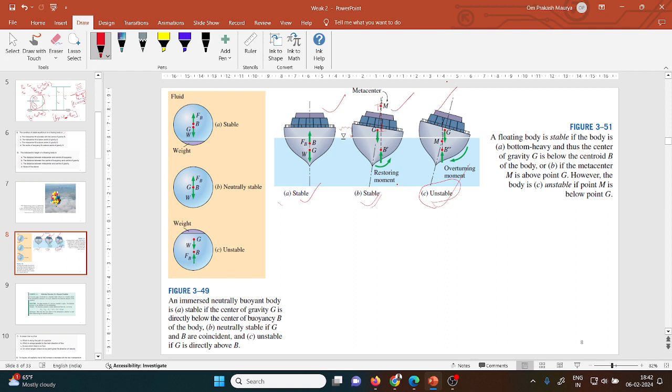But how you will quantify how much depends on the distance between G and M, that is the center of gravity and the metacenter.